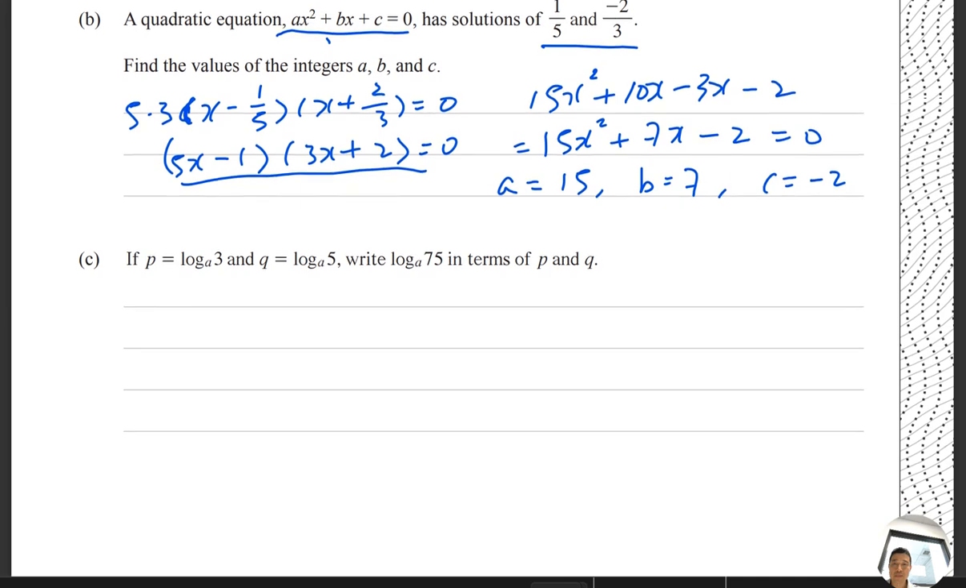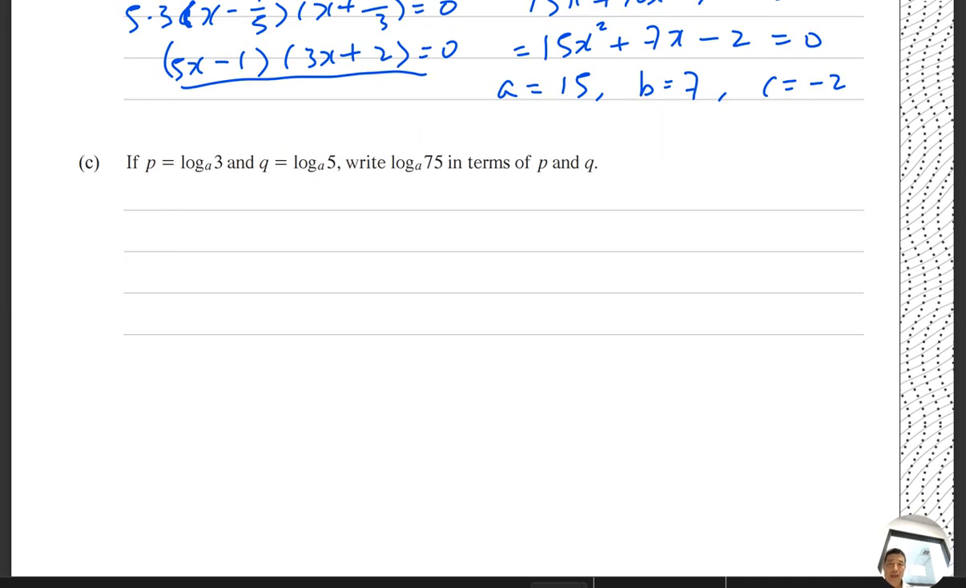And question C. This is quite an interesting question. First of all, how would you break 75? So 5 times 15 is 75, isn't it? And then 5 times 3 is 15. So that means that 75 is 5 squared times 3. So log 75 to the base of a, I'm going to write here, log 75 to the base of a equals log 5 squared times 3 to the base of a, isn't it?